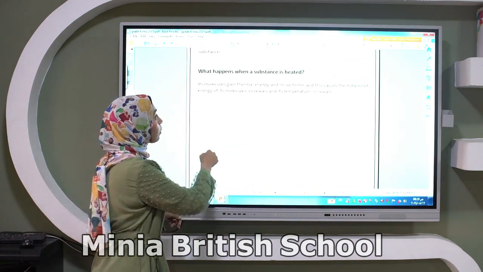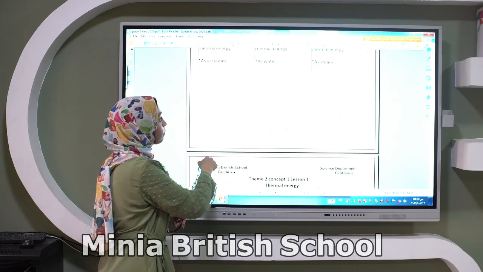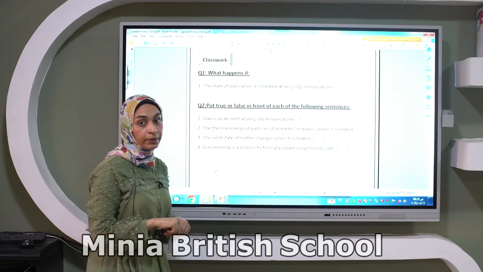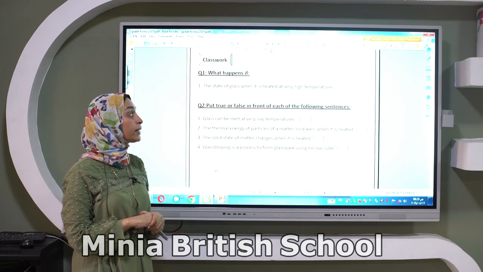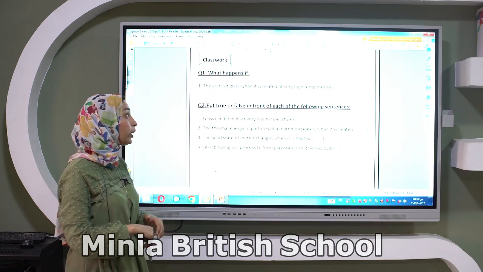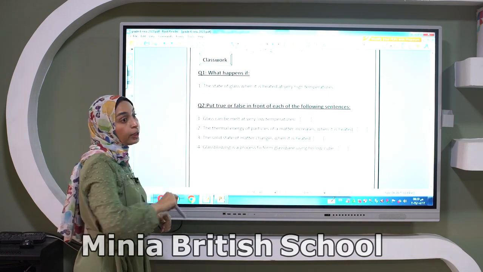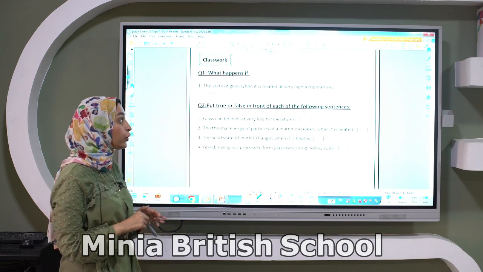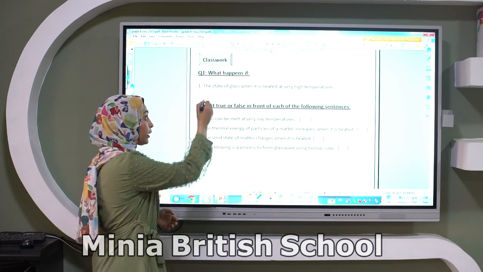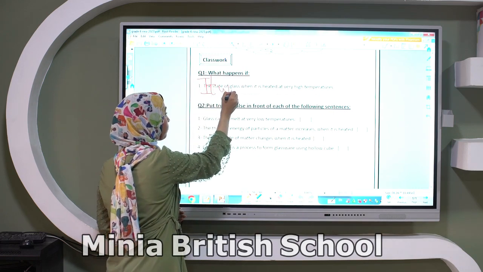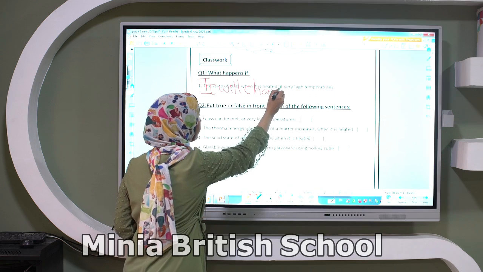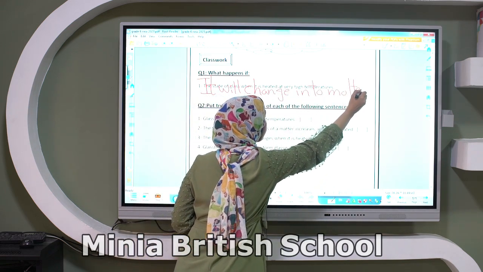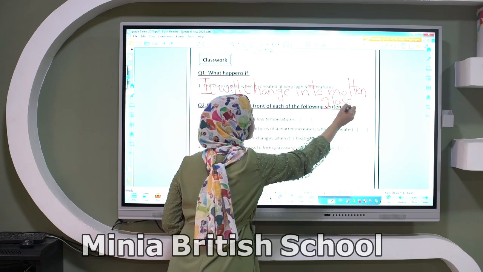May I ask you about glass blowing? What happens to the state of glass when it's heated at a very high temperature? What will happen when you expose the glass in a solid state to a very high temperature? Excellent. It will change into a liquid state, or I can say it will change into molten glass, which is the liquid state.